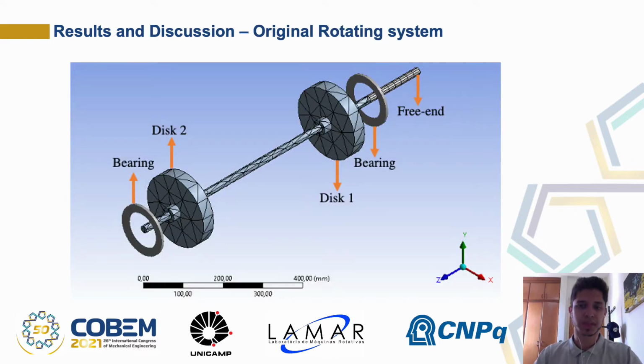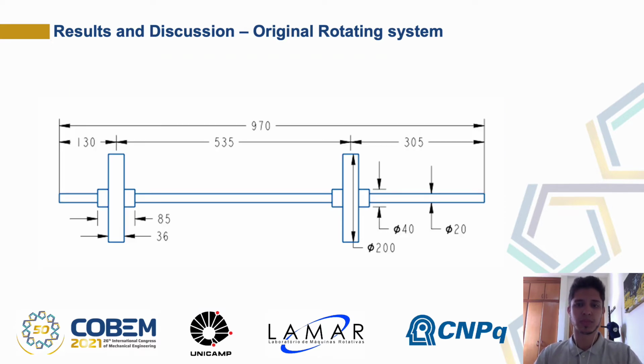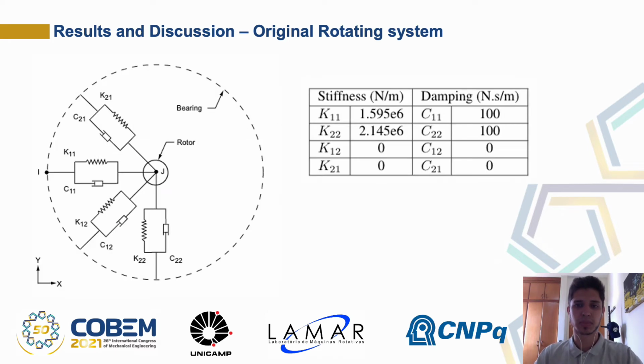The rotor used in this work is a dual disk thin shaft supported by simple ball bearings, as shown in this slide, and this one is simulated with mass imbalance of 1 gram at 100 mm eccentricity. These are the rotor dimensions used in this work.